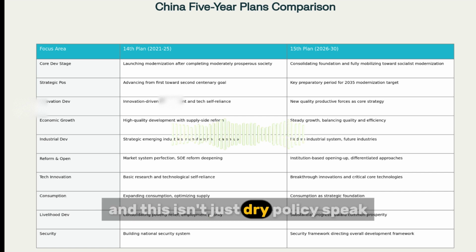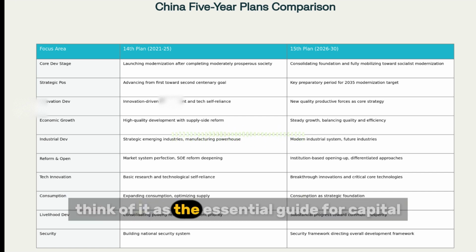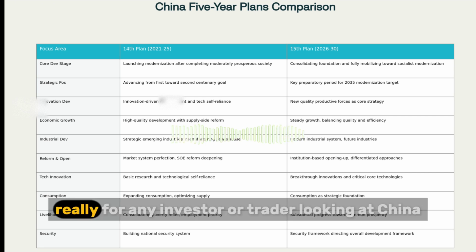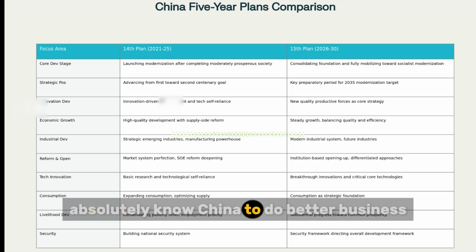And this isn't just dry policy speak. Think of it as the essential guide for capital, for tech focus, for risk, really for any investor or trader looking at China. Absolutely. Know China to do better business.